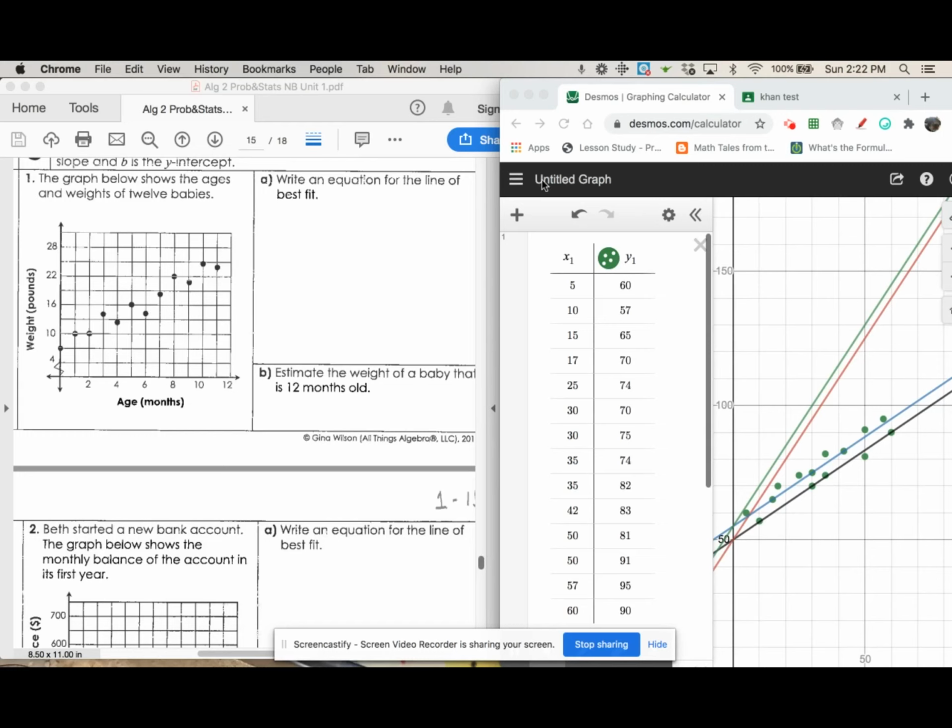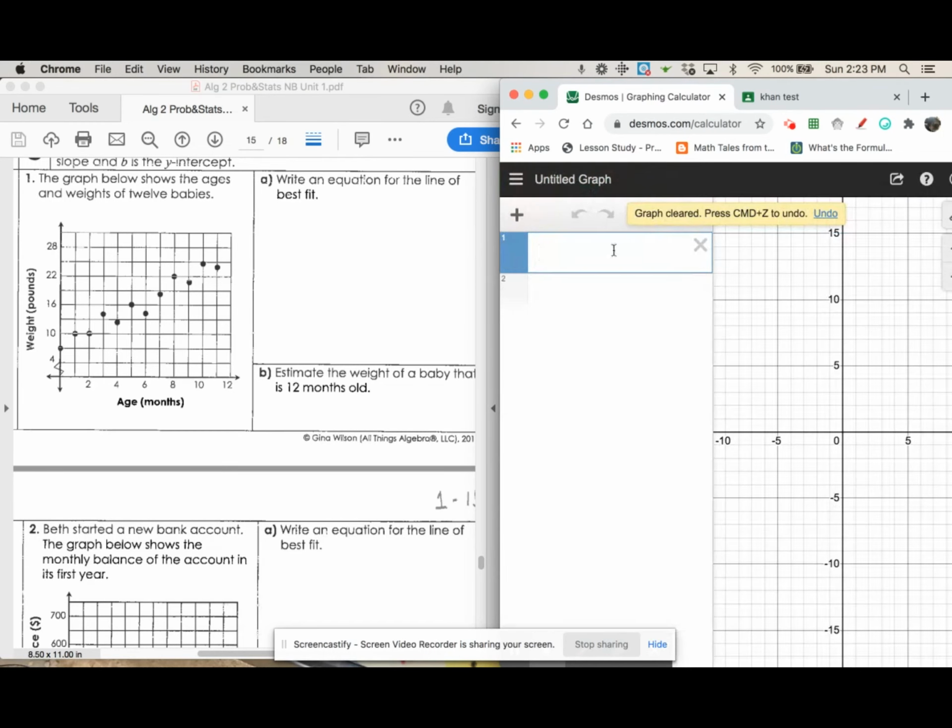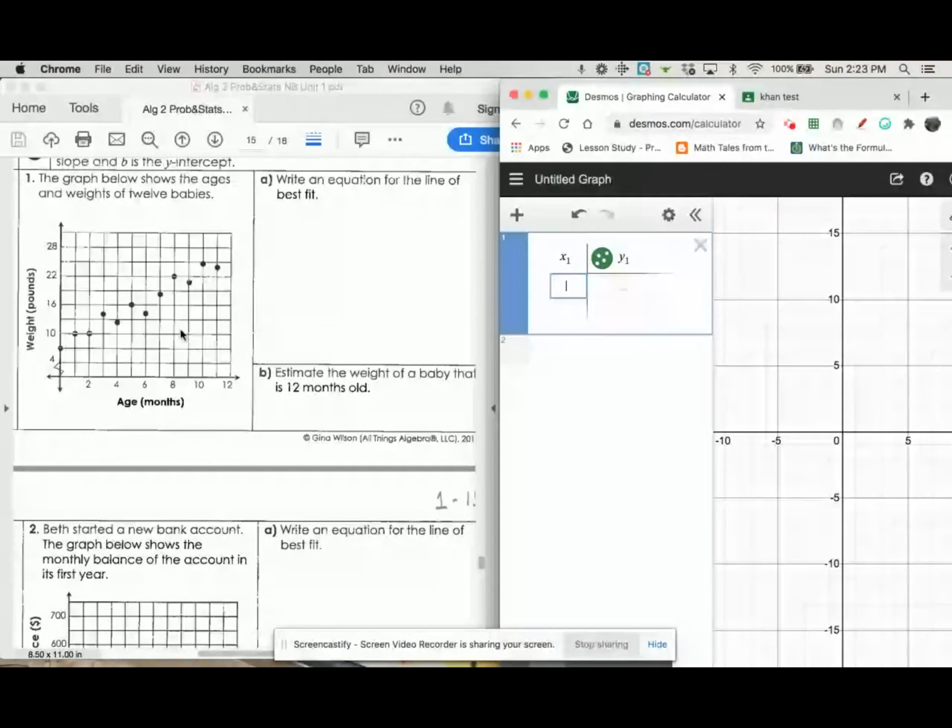I want to graph this scatter plot. I'm going to go to the menu up here, and I'm going to say New Blank Graph. So I'm going to hit the plus button. I'm going to add a table, and I'm going to start filling in the points for the scatter plot. And this graph shows the ages and weights of 12 babies.